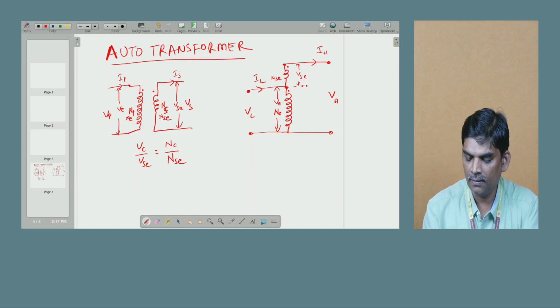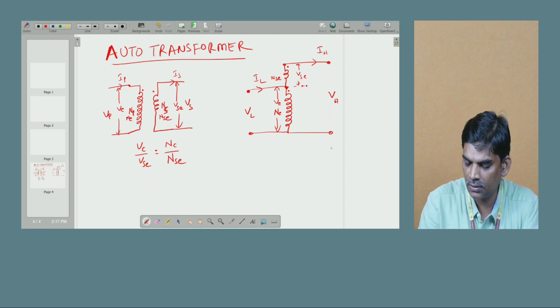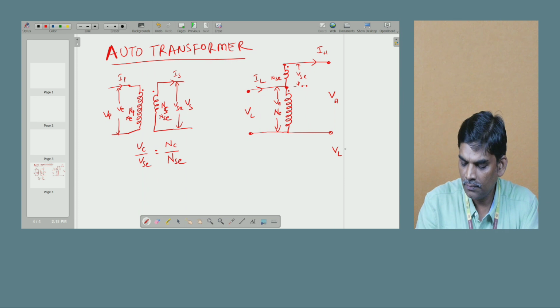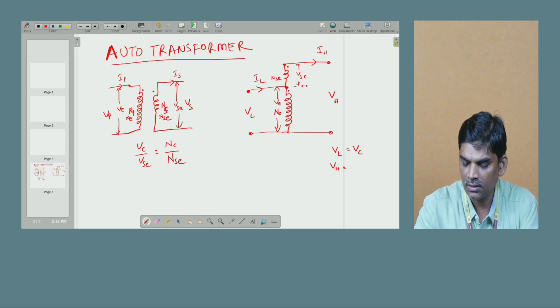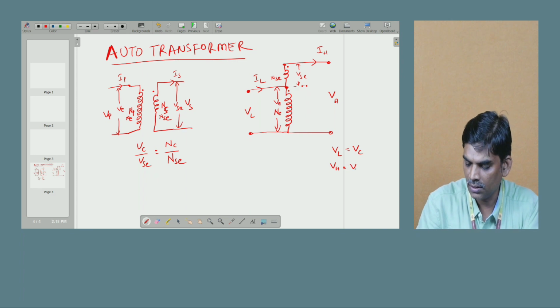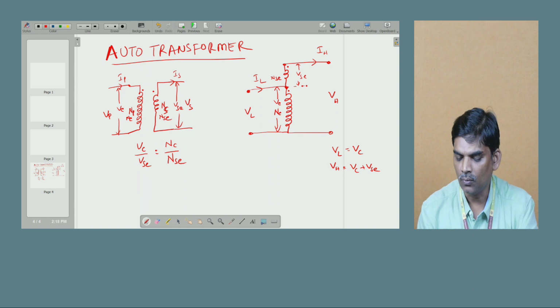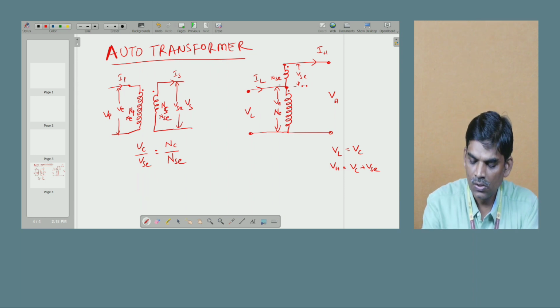But here, in the autotransformer, VL is equal to the voltage across the common winding, called VC, but VH is equal to the common voltage plus the series voltage, VC plus VSC. These are the voltages.